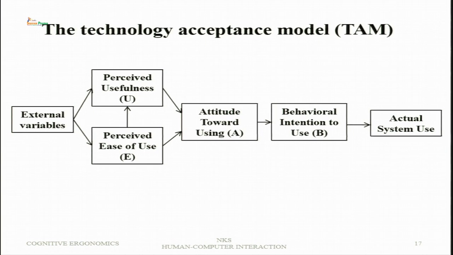People accept technology depending on what the technology provides. This is a very useful model in business areas, but it can be used anywhere, and for computers also. There are some external variables. For example, what kind of task do I want to do? Is it complex? Will it require decision making? What level of information processing is required in doing this task? On the basis of which, there is a perceived ease of use of a technology that is available, and perceived usefulness.